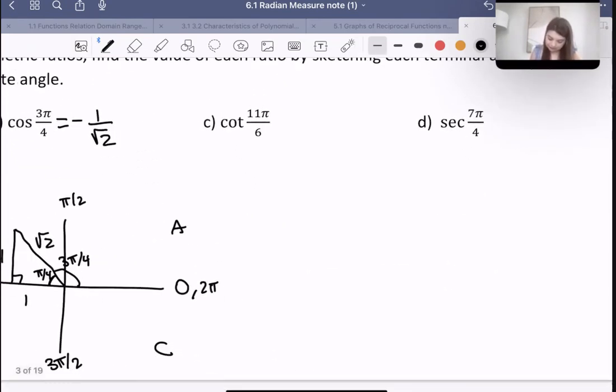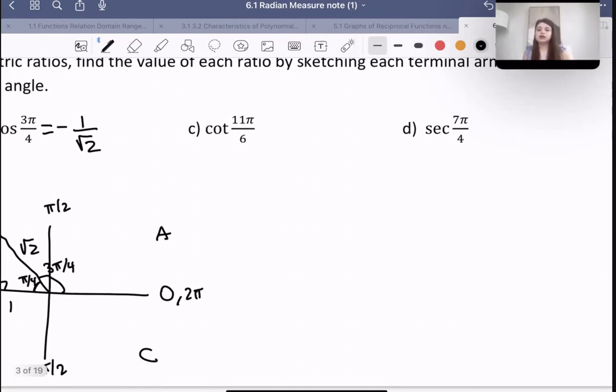All right. Now let's do cotangent of 11 pi over 6. So cotangent, just a reminder, is the reciprocal of the tangent. Rather than tangent being opposite over adjacent, cotangent is adjacent over opposite. Okay, so let's do it.